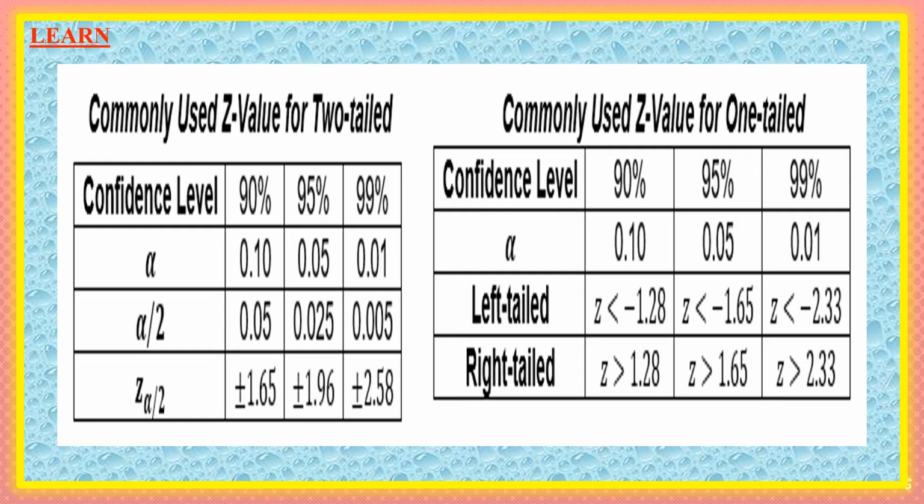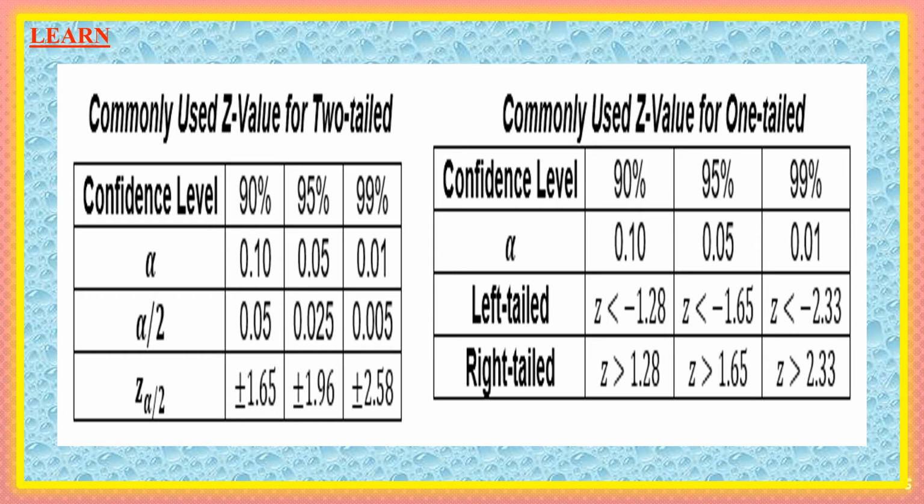For z value of one-tailed, for the confidence level, which is 90%, our alpha is 0.10. So for the left-tailed, your z value is z less than negative 1.28. For the right tail, you have z greater than 1.28. For 95% confidence level, your alpha is 0.05. So for left tail, you have z less than negative 1.65. For right tail, you have z greater than 1.65.